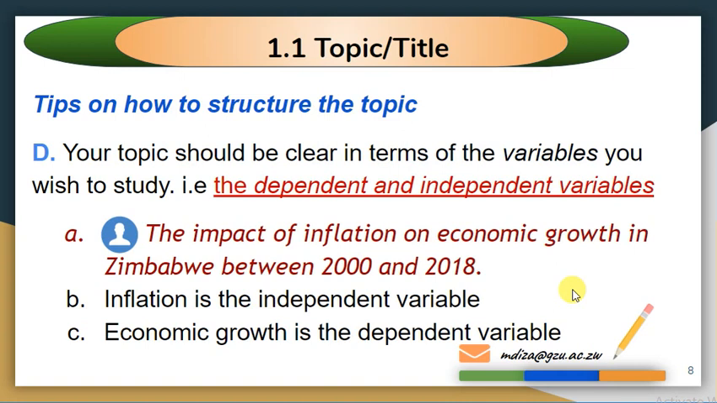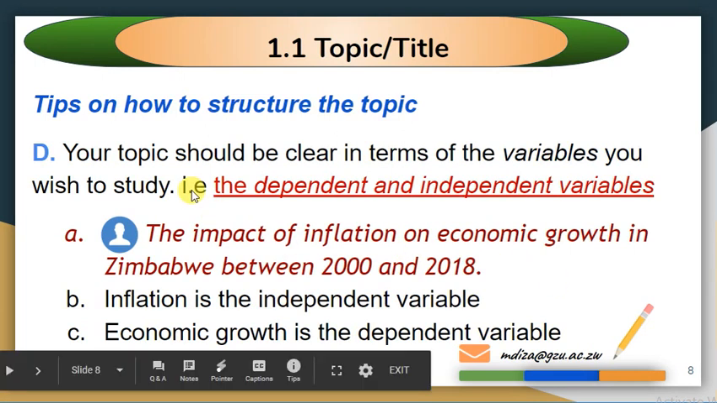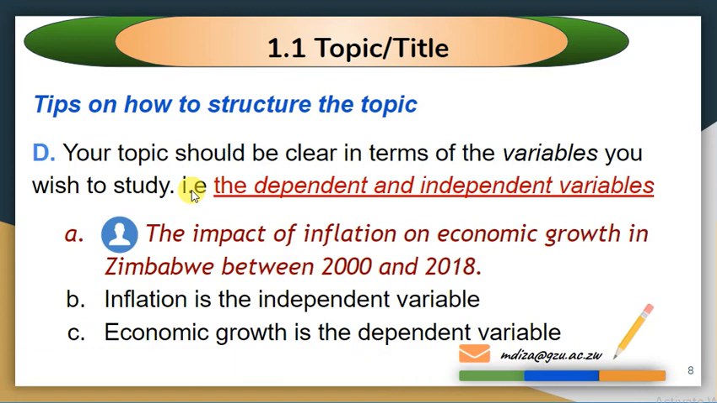Your topic should be clear in terms of the variables you wish to study. That is the dependent variable and the independent variable or independent variables. I have an example here. The impact of inflation on economic growth in Zimbabwe between 2000 and 2018. The independent variable is inflation and the dependent variable is economic growth. Make sure that when you structure your topic, the dependent variable and the independent variable are present. This would make life very simple for you.